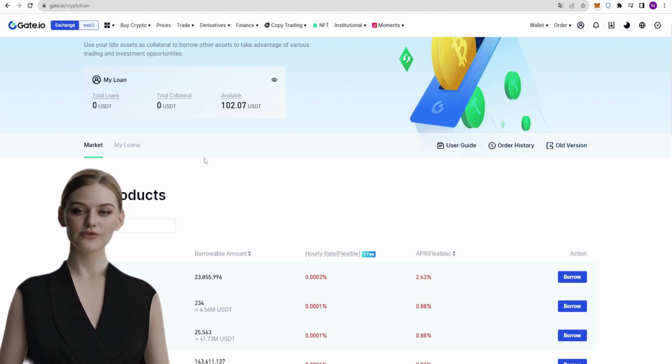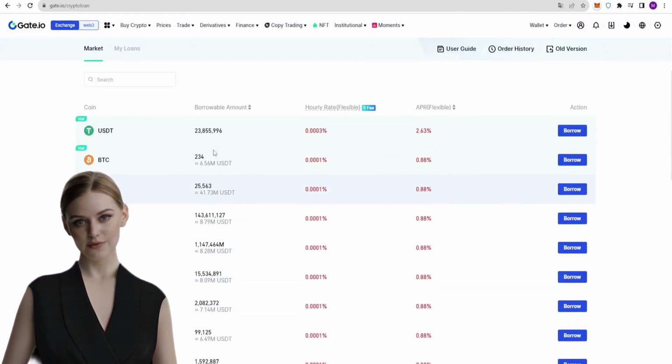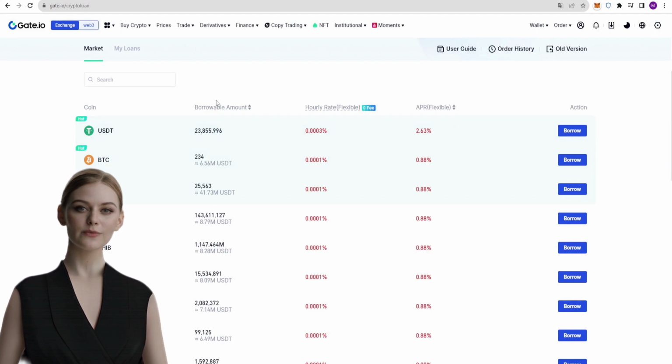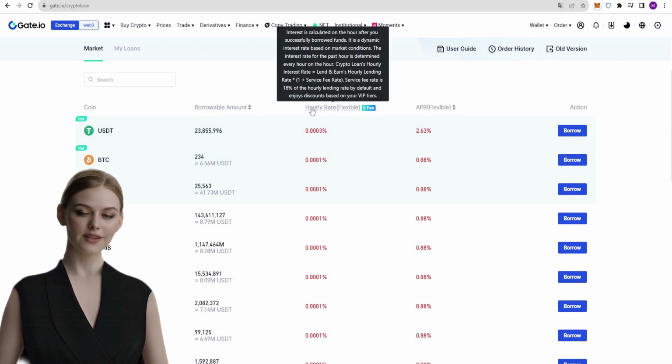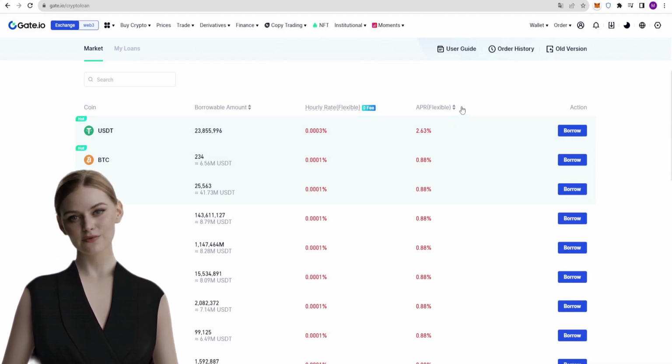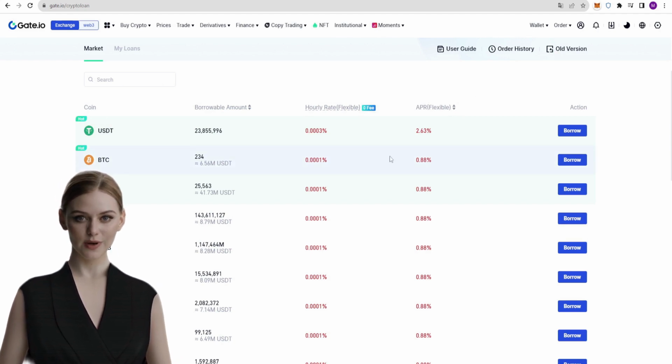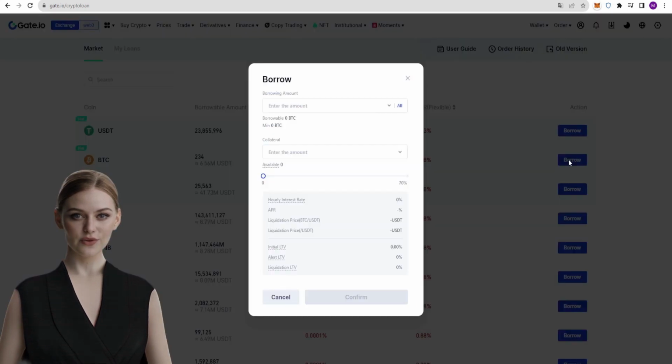To borrow, I'm scrolling down the page. On the left side, there are crypto options you can borrow. To the right of that, you see the borrowable amount column. On the right, you can find the hourly interest rate and APR rates. I want to borrow some Bitcoin, so I click on the Borrow button on the right side of the Bitcoin.